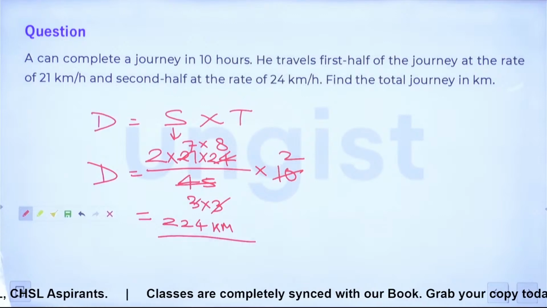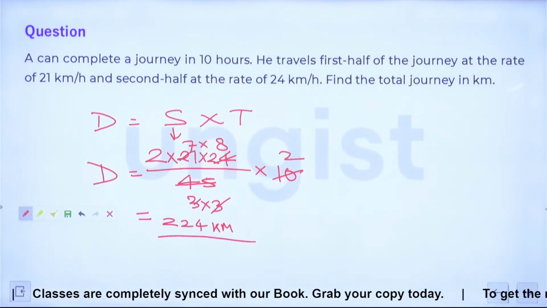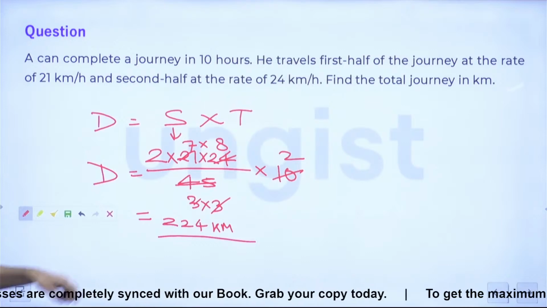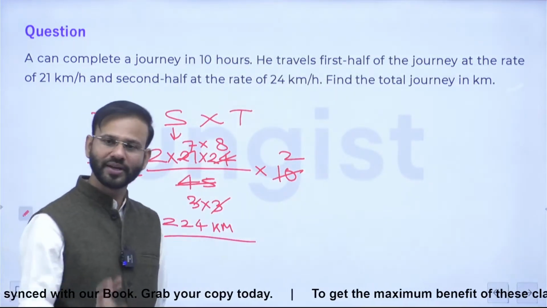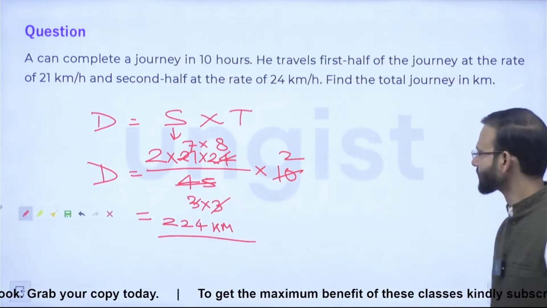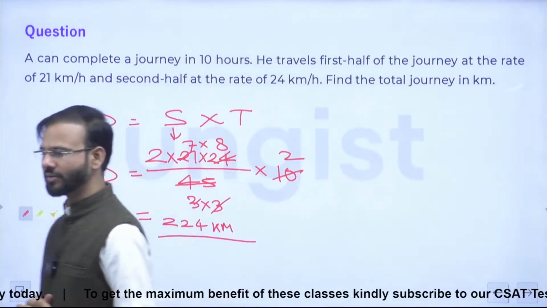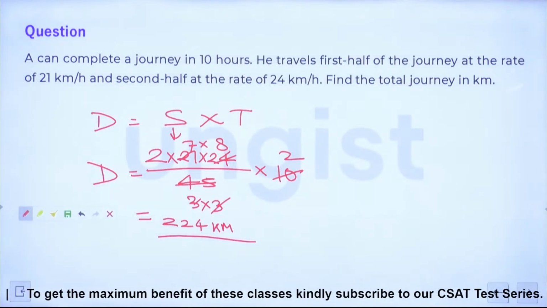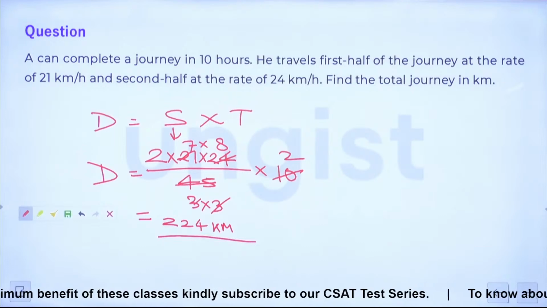Yes, all of you. 45 is the summation of 21 and 24. It is 2ab upon a plus b, where a and b are 21 and 24. Okay. Yes, everybody. Very good. All right.